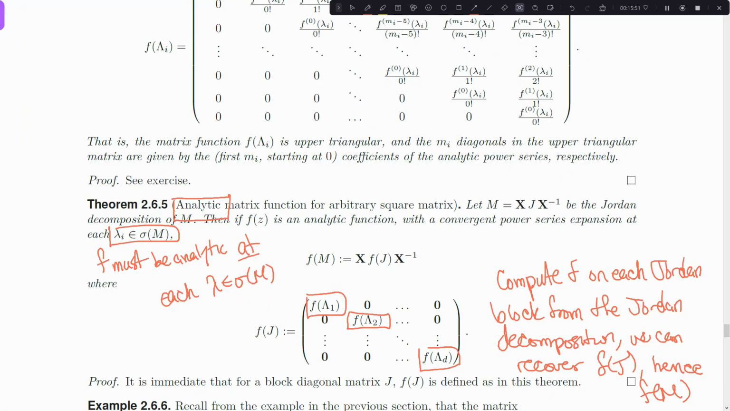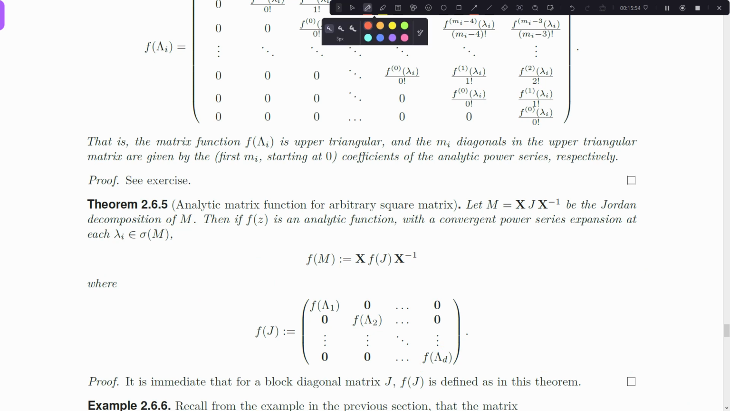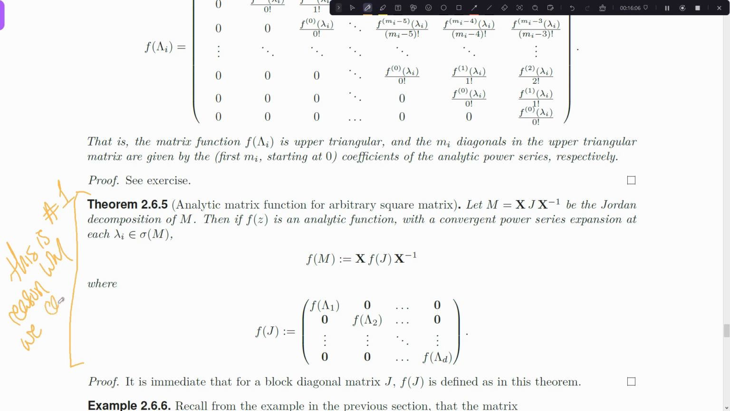So this is the number one reason why we care about the Jordan decomposition, the Jordan form. The whole reason I went through the entire last lecture is just for this theorem. We know that these exist for any matrix, and then for basically any function, the very well-behaved analytic functions, we can calculate on any matrix.